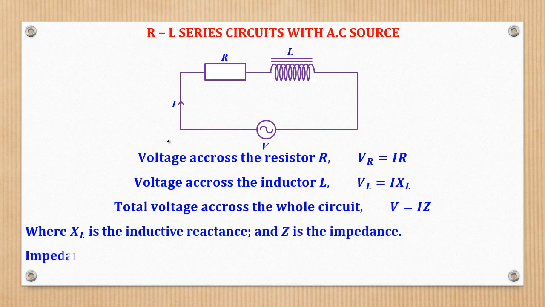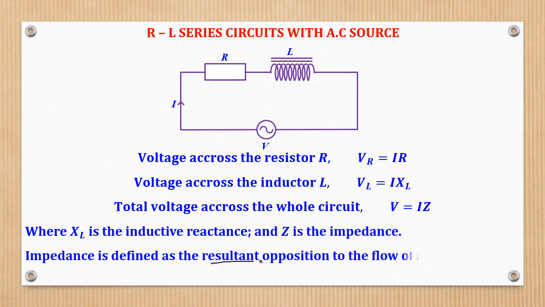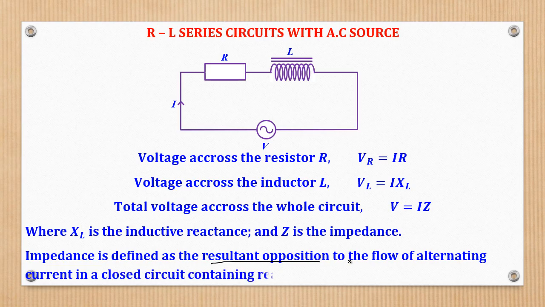By definition, impedance is the resultant opposition to the flow of alternating current in a closed circuit containing reactive and resistive components. I think you remember in the previous video we saw that inductors and capacitors are reactive. They only have reactance, they don't have resistance. It's only a resistor which has resistance. So when you combine reactance and resistance, we come up with what we call impedance.